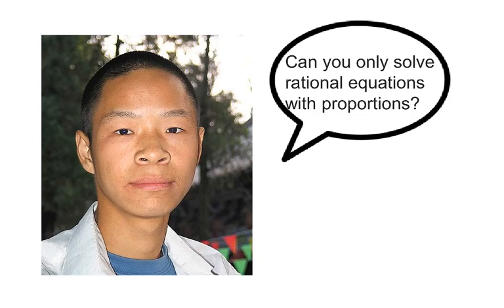Can you only solve rational equations with proportions? That's a really great question. Sometimes you won't be able to use a proportion to solve a rational equation because there'll be too many terms. When that happens, you're going to need to solve these rational equations in a new way by clearing denominators. Let's look at an example.